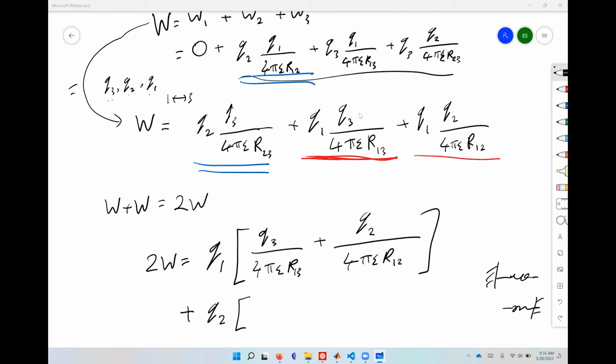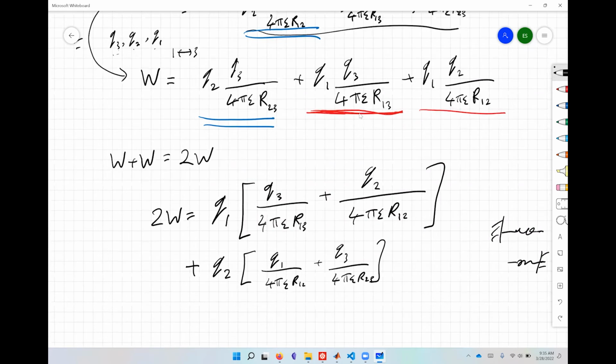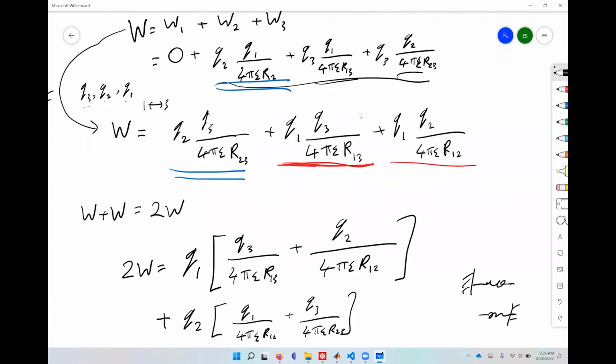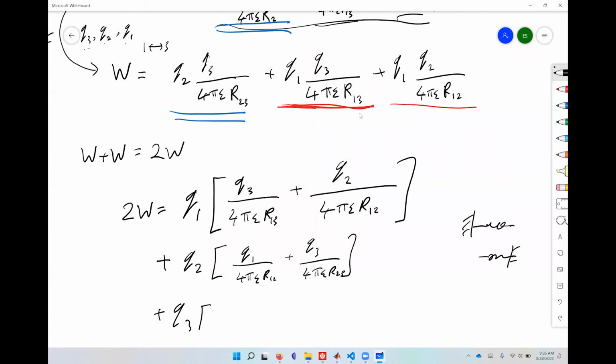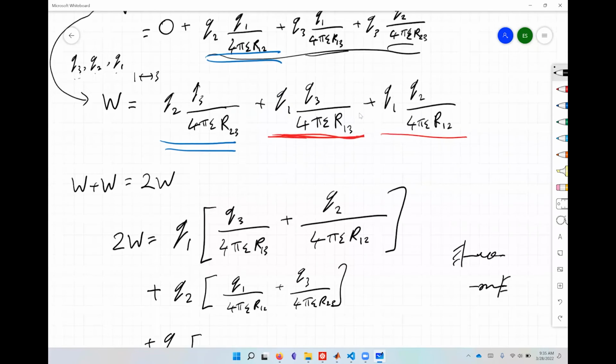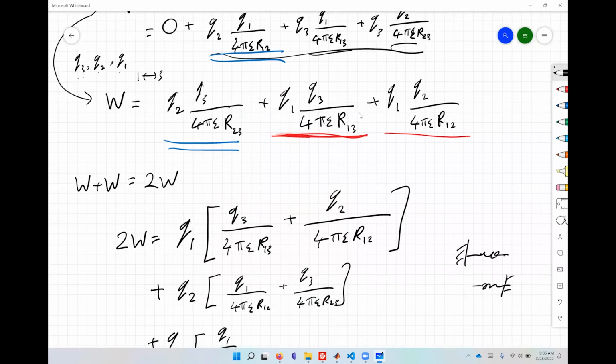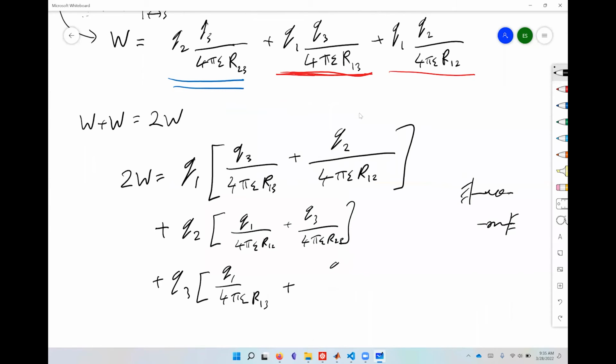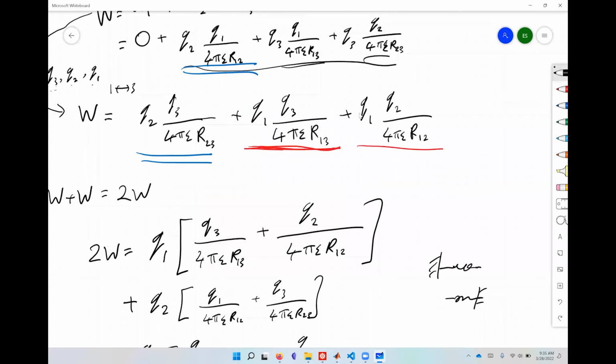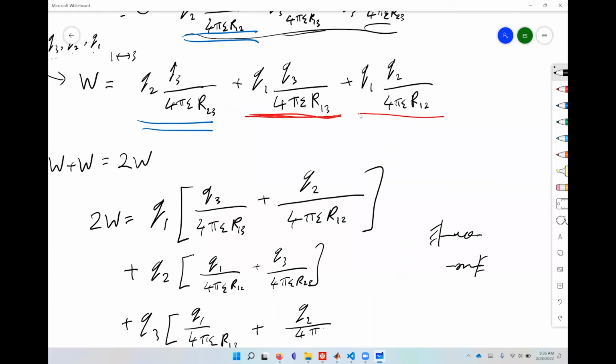Okay. So for Q2, here I have Q1 over 4 pi epsilon R12, and then plus Q3 over 4 pi epsilon R23. A pattern is emerging. Let me take now those two terms. So plus Q3, times Q1 over 4 pi epsilon R13 plus Q2 over 4 pi epsilon R23.